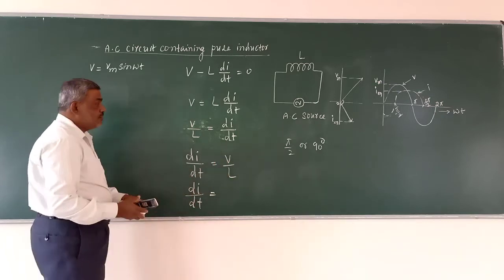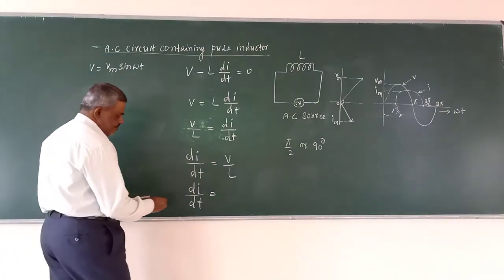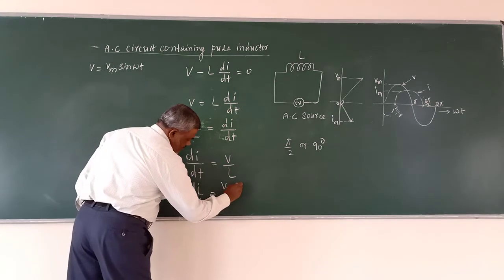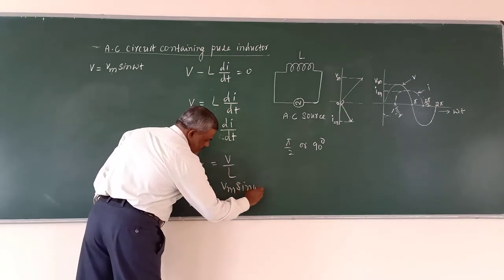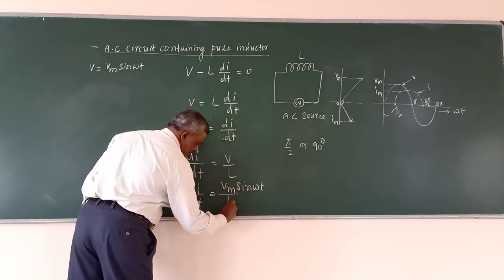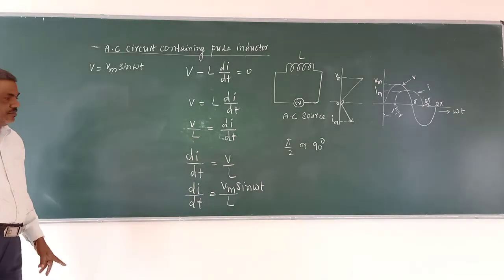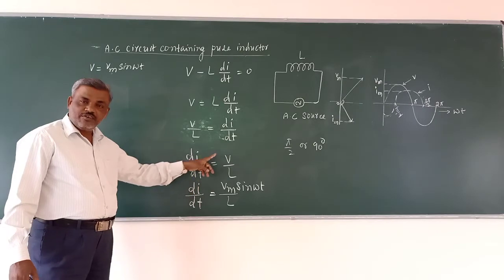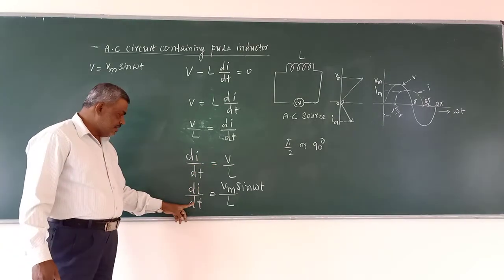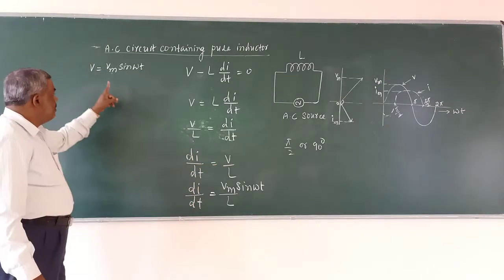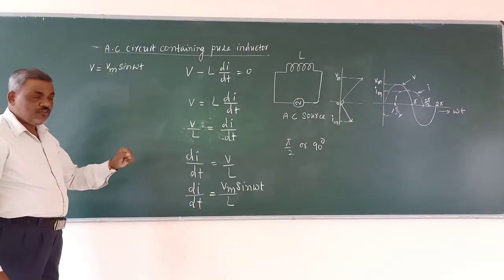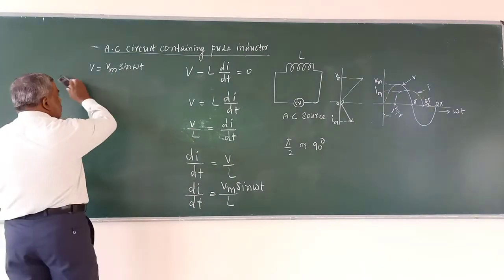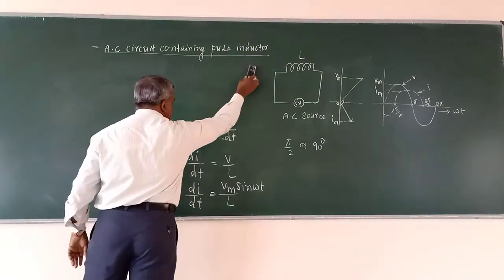V is the source voltage, equal to what? Vm sin omega t. So di by dt equals V by L, which is Vm sin omega t by L.